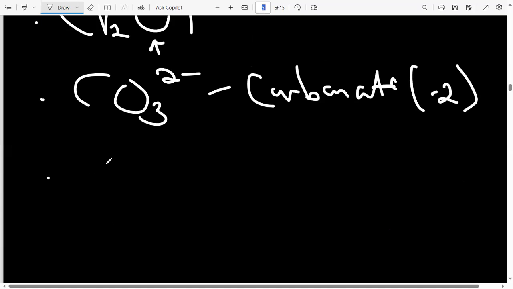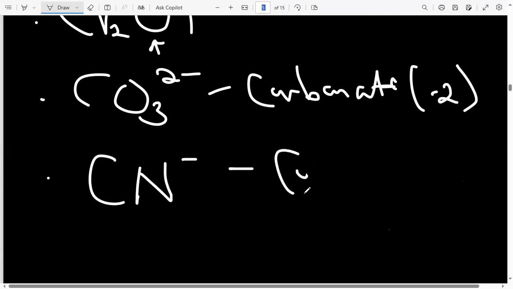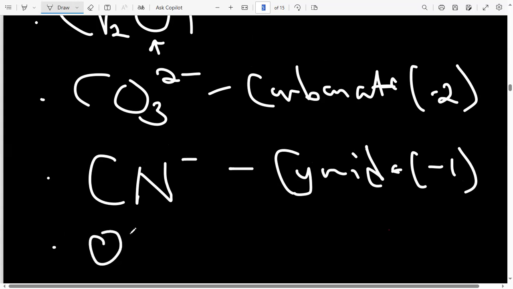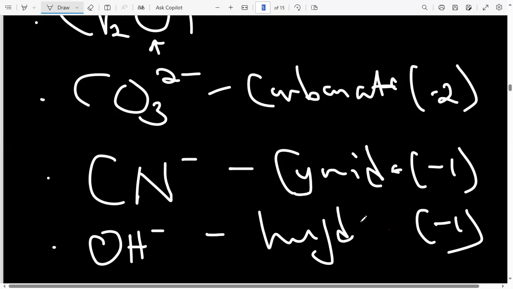Maybe the cyanide. The cyanide is CN minus. So the name is cyanide ion, or radical, and it has a -1. In case the class cuts, just join in using the same link. And then we have the hydroxide. The hydroxide is just this guy here. Its name is the hydroxide, and it has a -1 charge like that. So these are some of the common radicals that metals can combine with to form compounds.